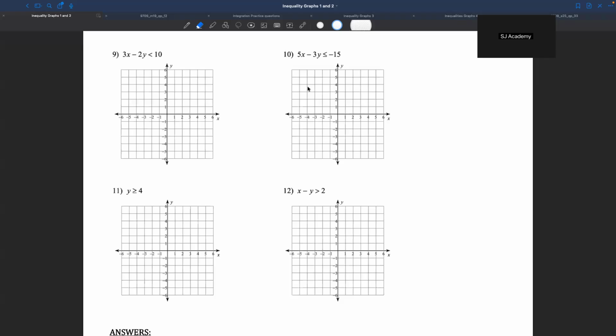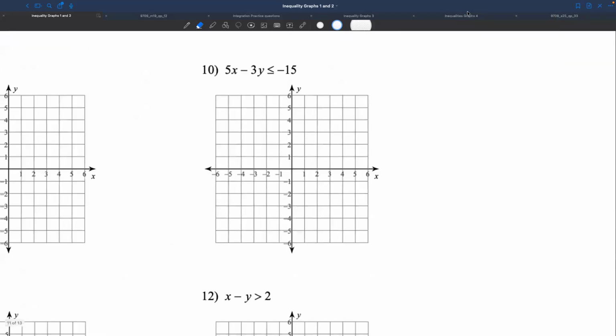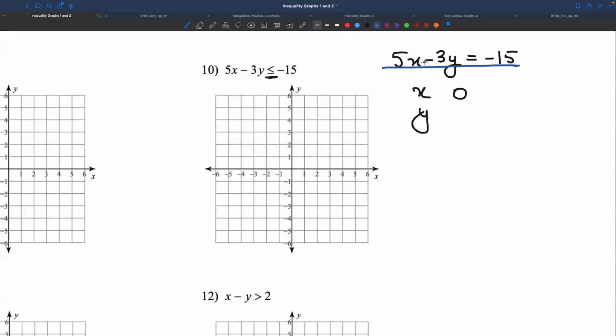Okay. So in question number 10, let me now help you out with one thing that is important. Let's say I have to sketch the graph of 5x minus 3y, and let's ignore the sign for the time being, equals minus 15. The first thing you can always try is, let's say x is 0. If x is 0, when you put it in this equation, that becomes 5 times 0, which is 0. So you have minus 3y equals minus 15. This minus cancels. y will be equal to 5.